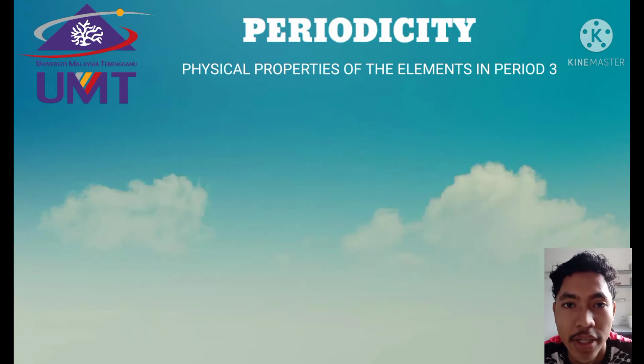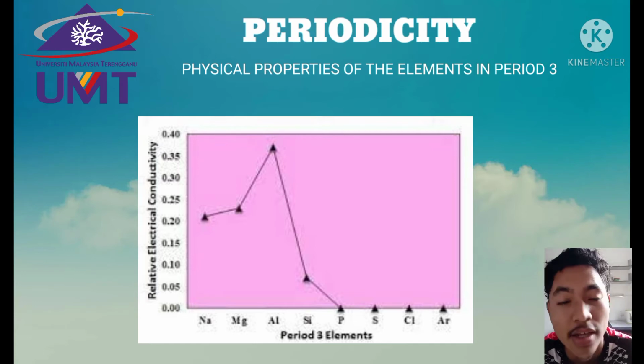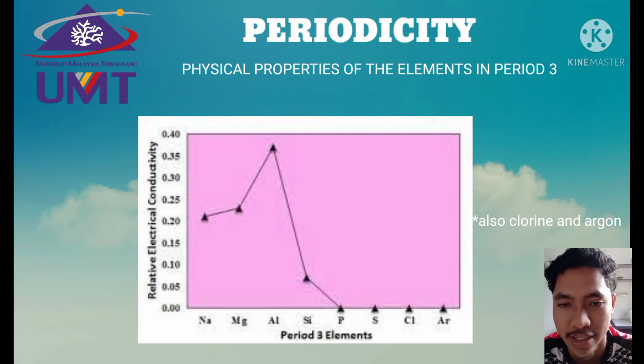Electrical conductivity. Going from natrium to aluminium, there is an increase in the number of valence electrons that are donated to the sea of delocalized electrons. In silicon, there are no delocalized electrons that can freely move around within the structure, and it is not a good electrical conductor. The lack of delocalized electrons is also why phosphorus and sulfur cannot conduct electricity.